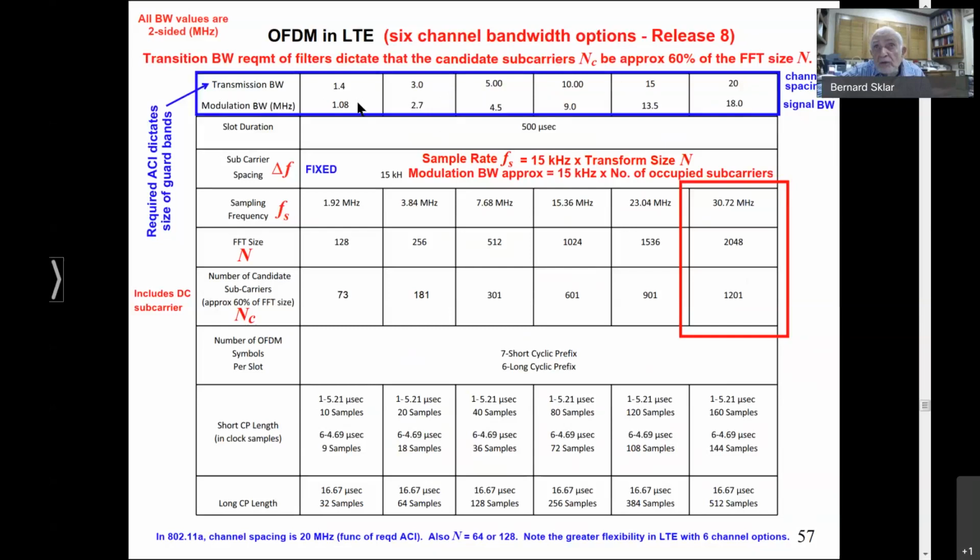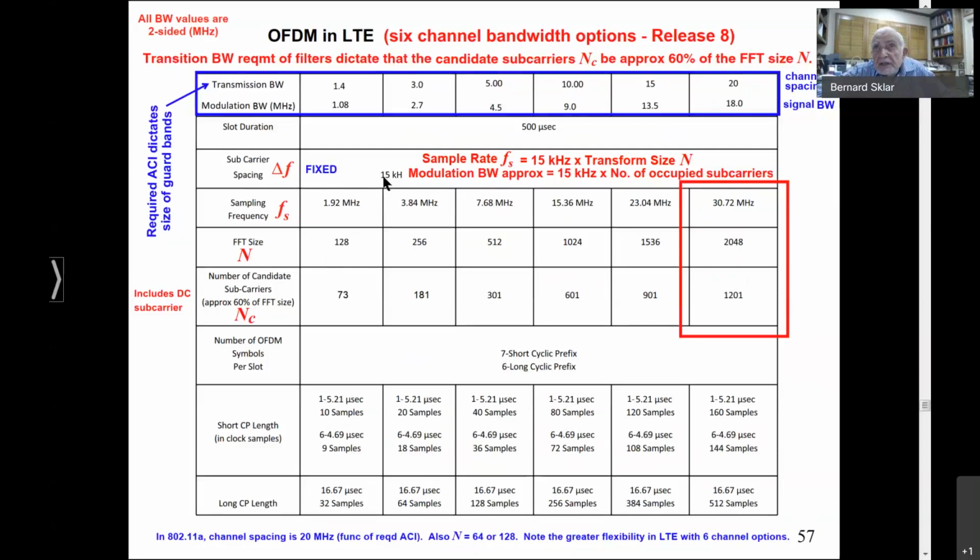And notice that for this particular application, you always have exactly the same slot duration, 500 microseconds. The delta F is fixed. The moment you've chosen any time in the system, it doesn't matter which one of these channel types you've chosen, you've fixed delta F, and it's fixed at 15 kilohertz.